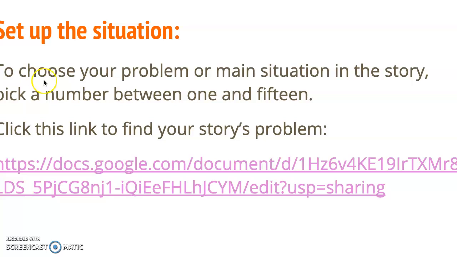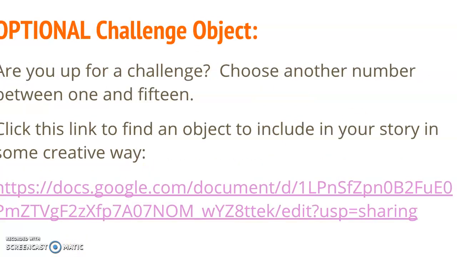The last thing that you're going to choose if you're just doing the basic story is your problem or the main situation in your story. So what's happening in your story? So I'd like you to think in your head of a number between 1 and 15 and then go to the document and find out what's at that number. Okay? Now, if you wanted to, you could add in an object. So you would, again, choose a favorite number. So like, for instance, I would say maybe 5. I don't know, it just came to me right now. So I'm going to choose the number 5. I'm going to go to this document. I'm going to find out what's at number 5. And then I would have to incorporate that object into my story.